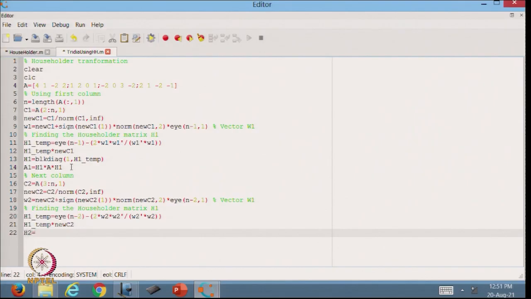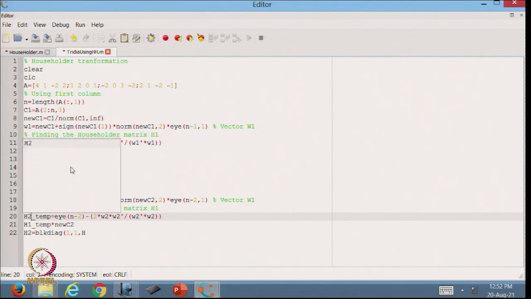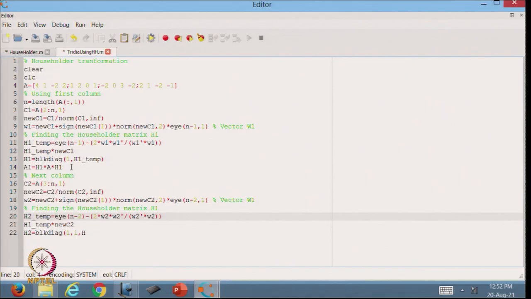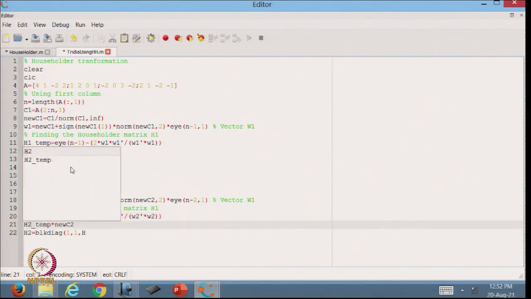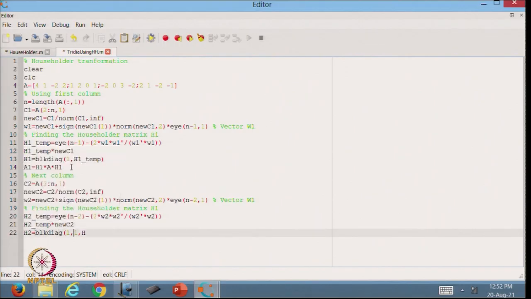And once I get this matrix, now I can find my H2. So H2 will again be the block matrix, BLK, with 1 1 and H2. Sorry, I should write it here. This is my H2 value. So this is my H2 now, and from here I can find my triangular matrix T. So T is my triangular matrix, and that will be H2* A1* H2.